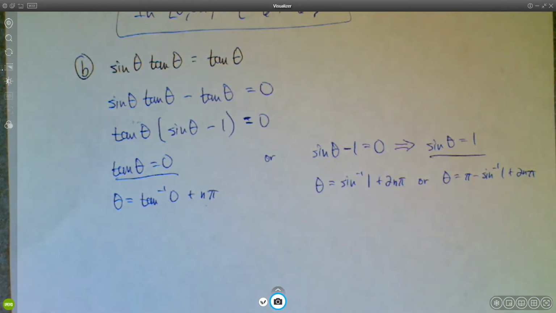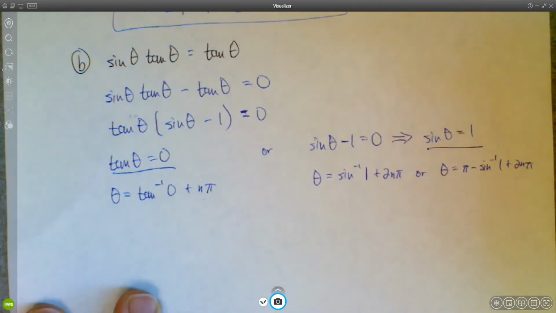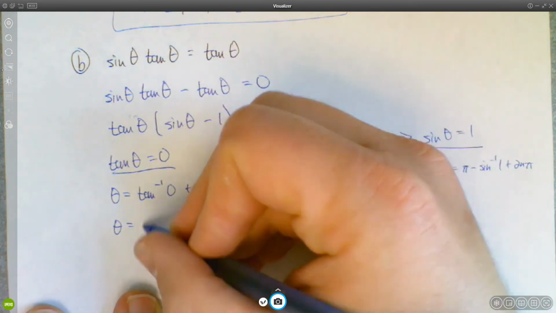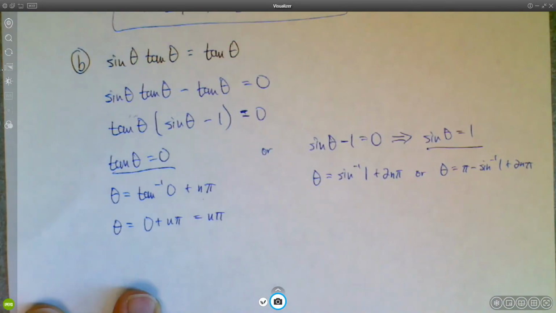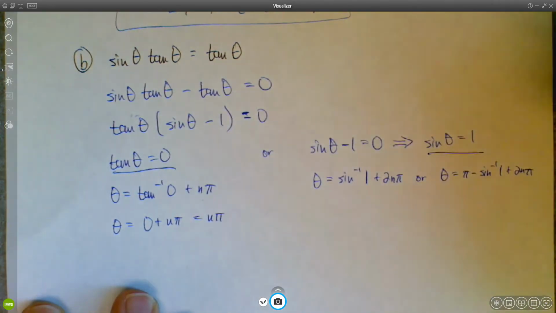Okay, the rest is pretty easy from there, right? Tangent inverse of 0 is 0, right? So in other words, we get 0 plus n pi. Well, that's just n pi, right? So that's one set of solutions. Sine inverse of 1 would be pi over 2, right?